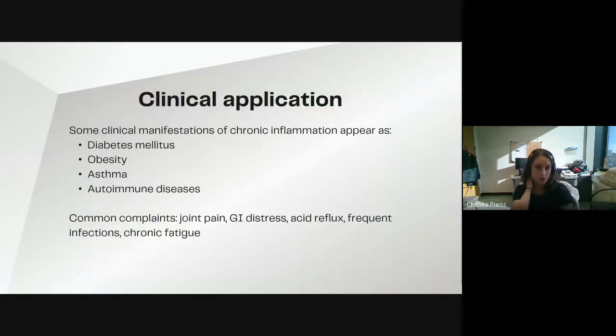Okay, so clinical application. I wanted to look at how chronic inflammation shows up in a patient. If a patient walks in with any type of chronic health condition, I immediately suspect that there's some level of chronic inflammation going on. So some clinical manifestations of this would be diabetes, obesity, asthma, and autoimmune diseases. And then the patient may complain of joint pain, GI distress, acid reflux, frequent infections, and chronic fatigue.